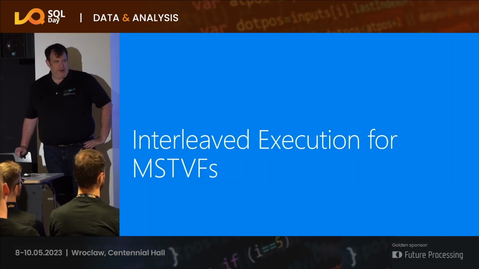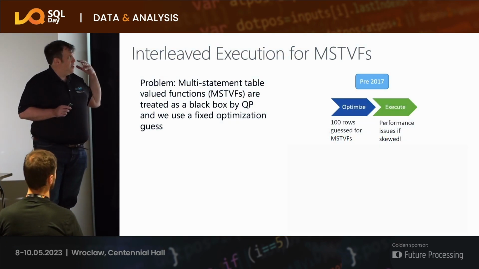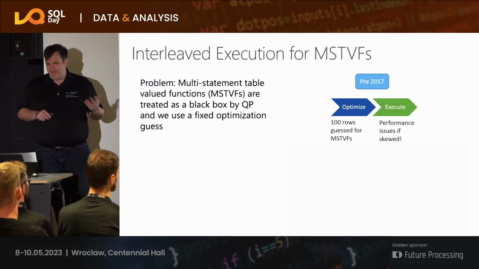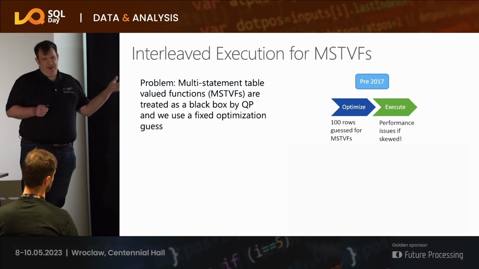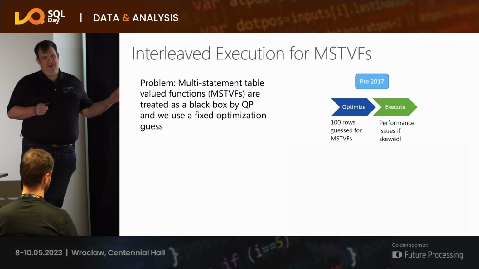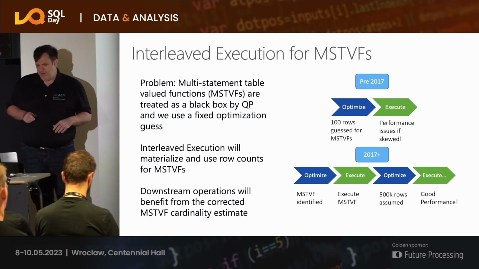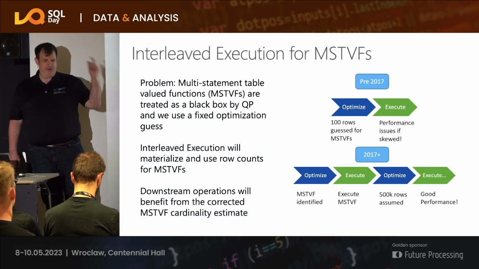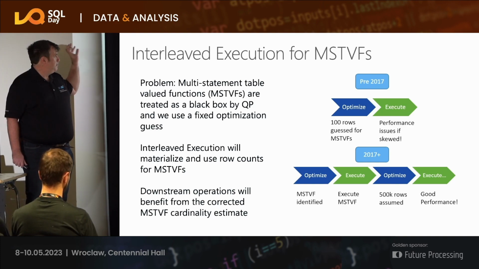So, interleaved execution for multi-statement table valued functions. Before SQL Server 2017, we used a fixed estimate of 100 rows, and it could have major performance issues if you had orders of magnitude more data than 100 rows. In 2017 and going forward, and by the way, this is the one feature in 2017 that is in Standard Edition, I think. Somebody correct me if I'm wrong on that.